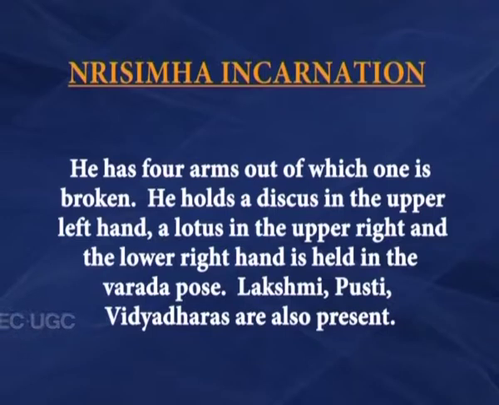The medieval image from Manawal, district Sitapur, now in the collection of State Museum, is a typical Vamana figure. He is pot-bellied and wears earrings, vanamala and yajnopavita. He stands on a lotus in Samabhanga pose. He has four arms, out of which one is broken. He holds a discus in the upper left hand, a lotus in the upper right hand and the lower right hand is held in the Varada pose. Lakshmi, Pushti, Vidyadharas are also present.